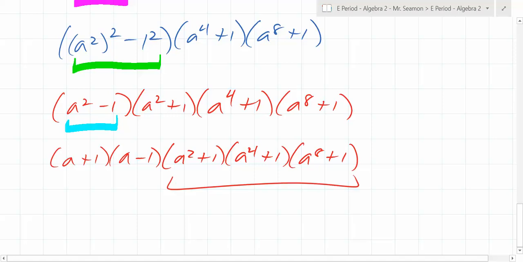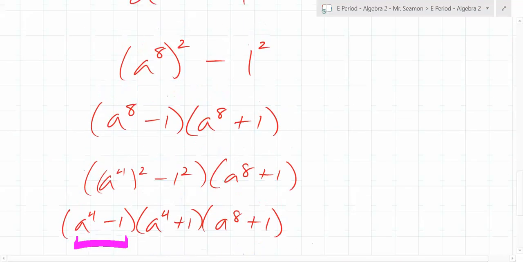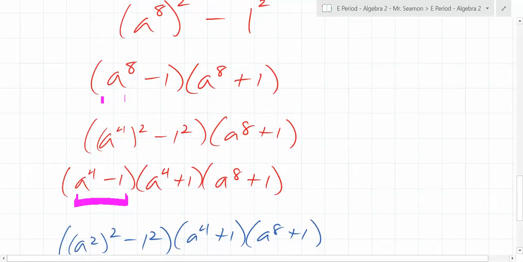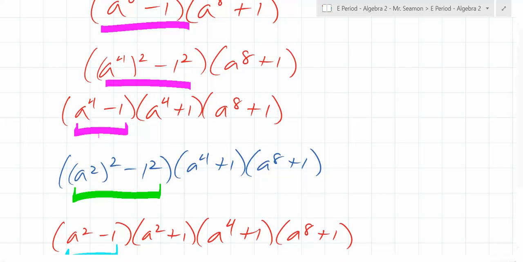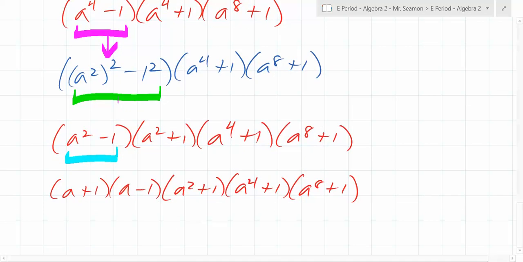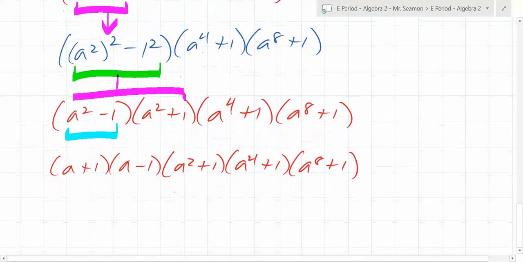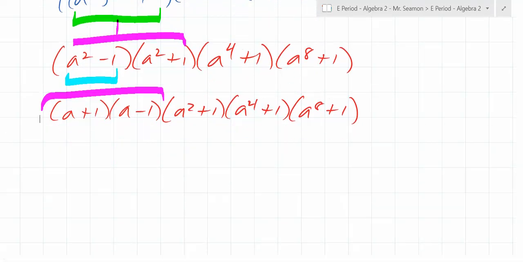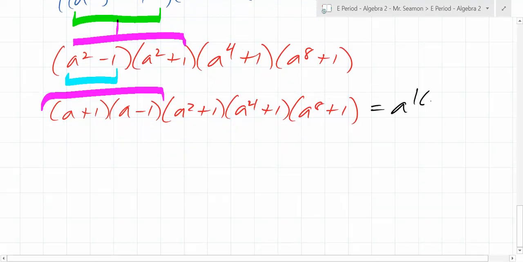I meant on that one, we factored out the a to the 8th. Just to recap, we turned this into these two, right? Then we turned that one into those two, and then we turned this one into these two, and then we turned this one into these two. We kept on making it bigger. Yeah, that's the pattern. But the point is, what we've just shown is that this thing is a to the 16th minus 1. It's kind of cool.